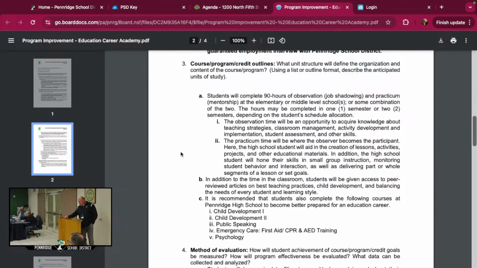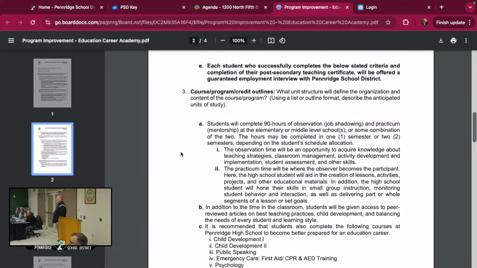On the second page, you'll see letter E. Anybody who completes this program and is successful in their program, they'll be able to go to college and receive their secondary cert or their post-secondary education certification to be a teacher. Pennridge has offered to guarantee them an interview here at Pennridge.